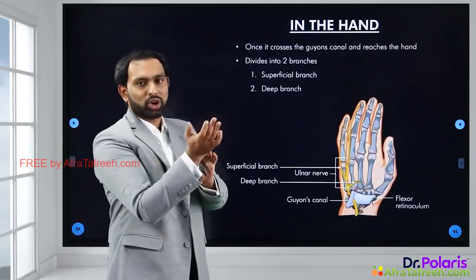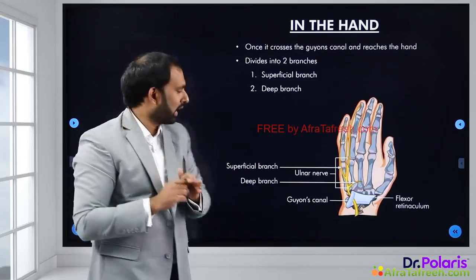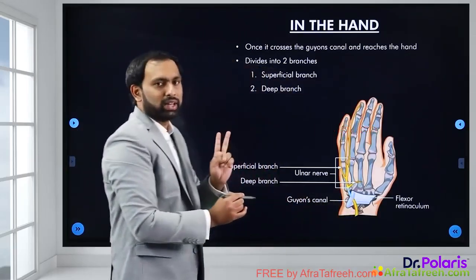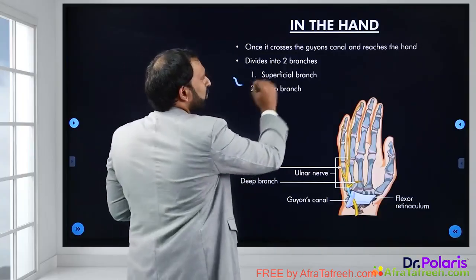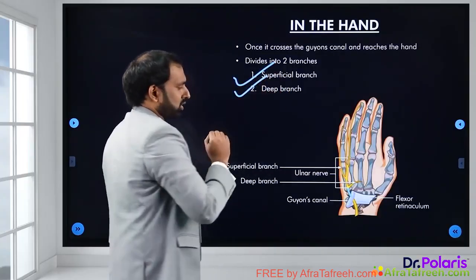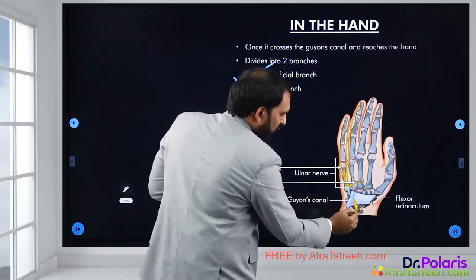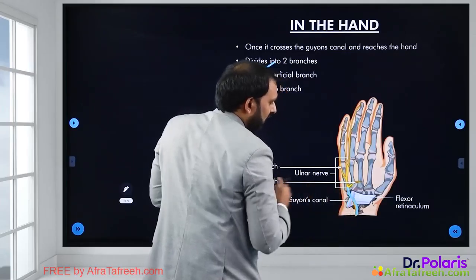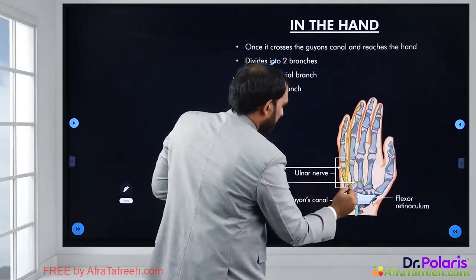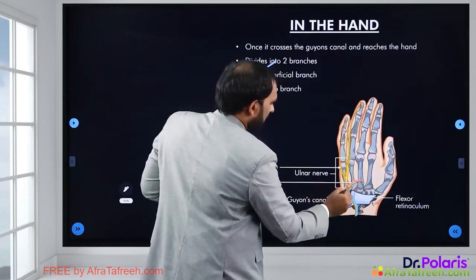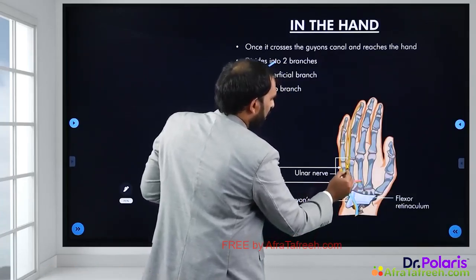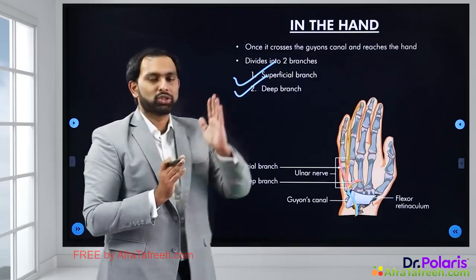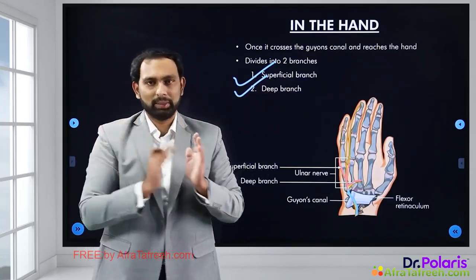Now in the hand, once it's gone through the Guyon's canal, what does it do in the hand? After passing the Guyon's canal, the ulnar nerve gives out two very important branches. These branches are the superficial branch and the deep branch. So you can see here, it's gone above the flexor retinaculum. It has passed the Guyon's canal, and after that it has given out two branches. This branch here is the deep branch, and the branch that is going straight and forming the digital nerves is the superficial branch. So we have to understand what happens to the superficial branch and what happens to the deep branch.